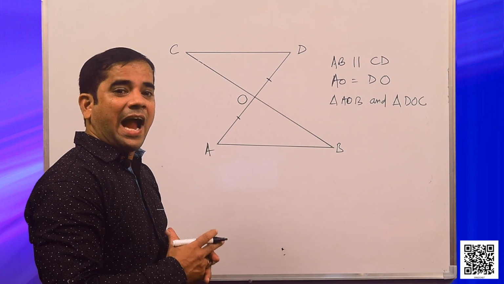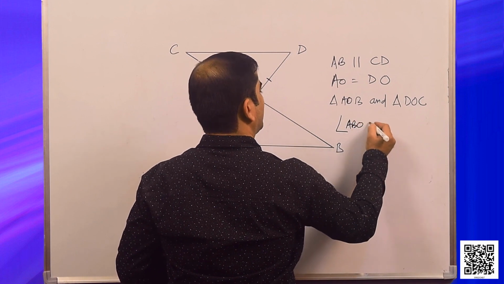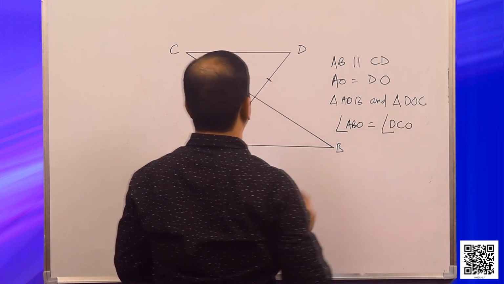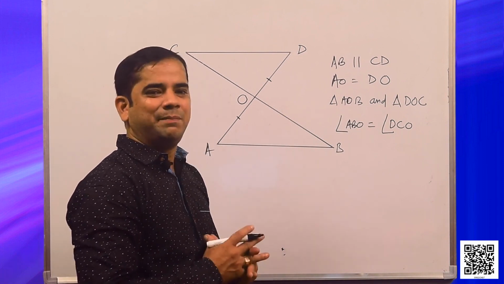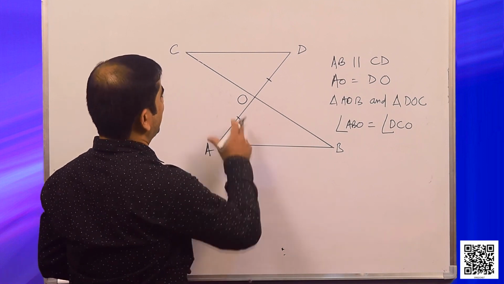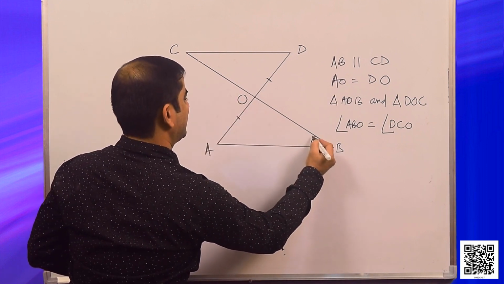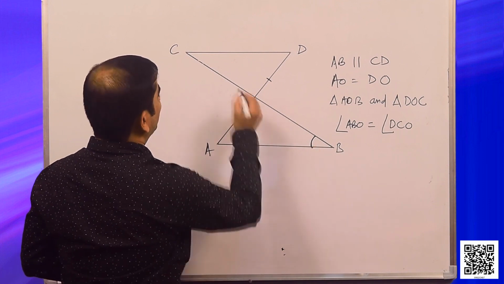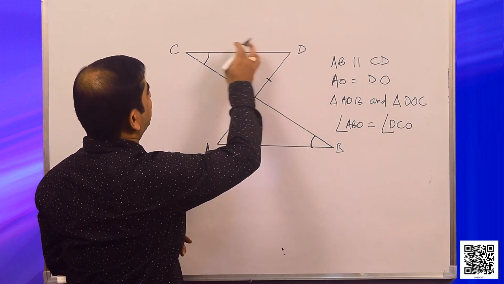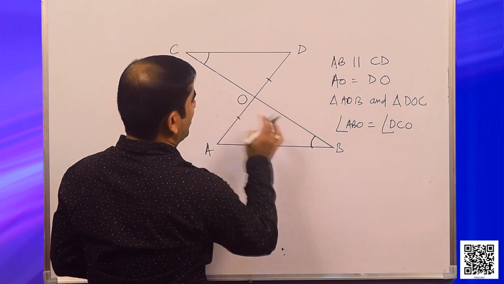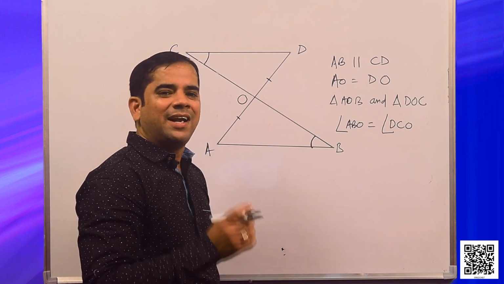What we can find is that angle ABO is equal to angle DCO. Why? Alternate angles, as AB is parallel to CD and BC is the transversal. That means angle ABO and angle DCO are interior alternate angles, so angle ABO is equal to angle DCO.